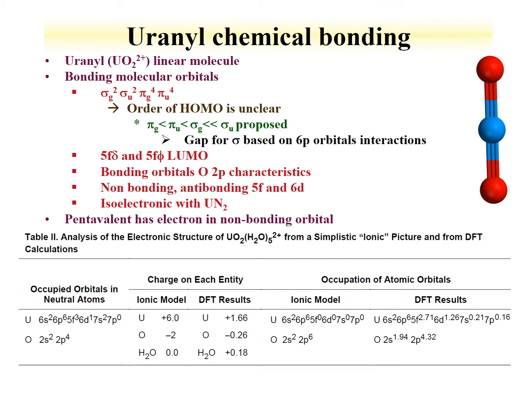As we've already mentioned, the chemical bonding of uranium in solution is dominated by the uranyl, UO2 species. This linear molecule is derived from the interactions of the 5f electrons and the 2p and s orbitals on oxygen. Modeling has been performed to look at those interactions of the atomic orbitals to form the molecular orbitals. And here's some data from both the ionic and density functional theory results.